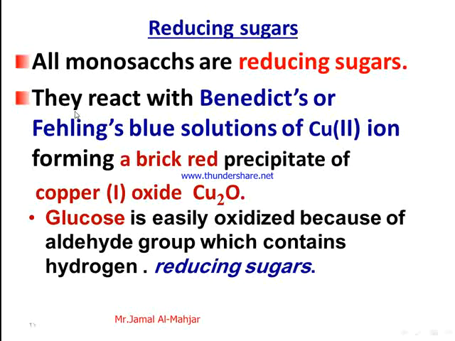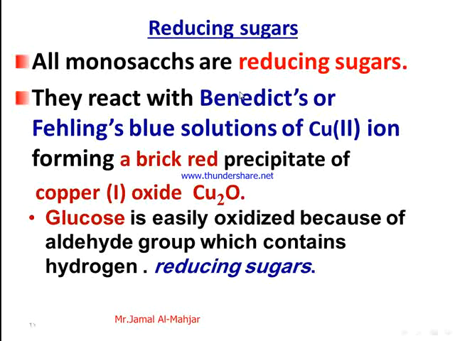That means they react with Benedict's or Fehling blue solutions. Benedict, the name of the scientist, and also Fehling, the name of the scientist. Both have different solutions, but both also contain Cu plus 2 ions. Cu plus 2 ions, it is what? It is blue. Yes, different compounds, but in their compounds they also have Cu plus 2 ions. This Cu plus 2, it is blue.